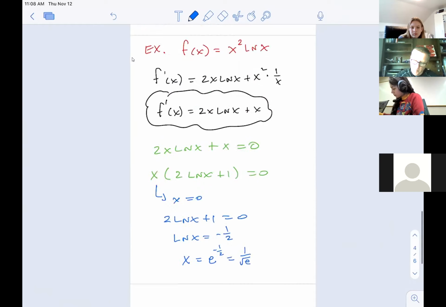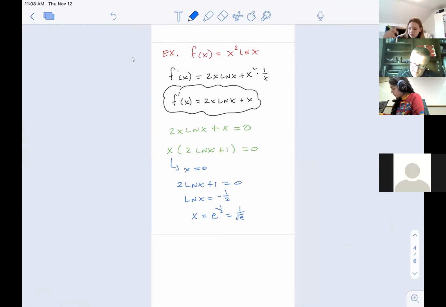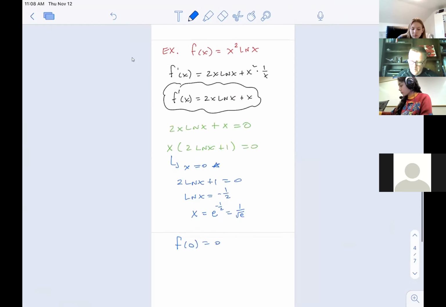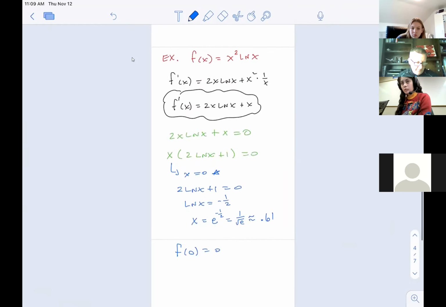Now, it isn't terrifying to go back and figure out what f of 0 is. For this answer, f of 0 is 0 because 0 squared times natural log of 0. So that's 0. So 0 is a maximum or a minimum. And then I have to put 1 over square root of e in. I want to figure out what that is as a decimal, so I'll write approximately. I'm just going to type e raised to the negative 0.5. Again, I think you should be capable of doing this exactly, but approximately is just fine. So I'm going to take that number and square it and multiply by the natural log of it.